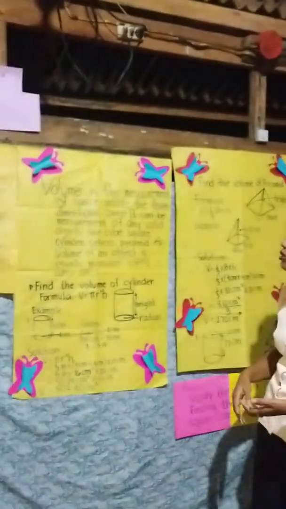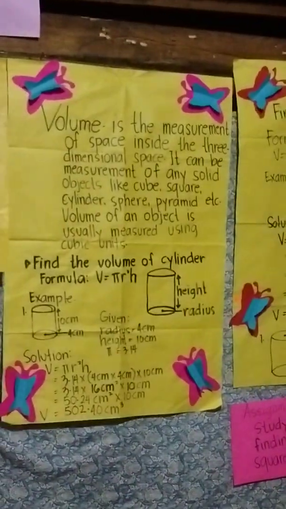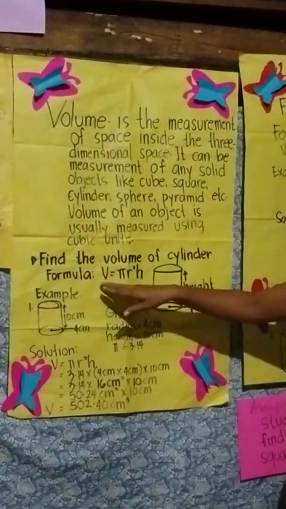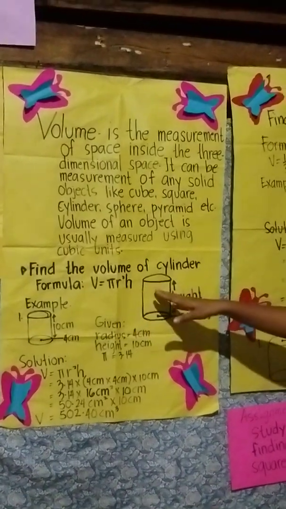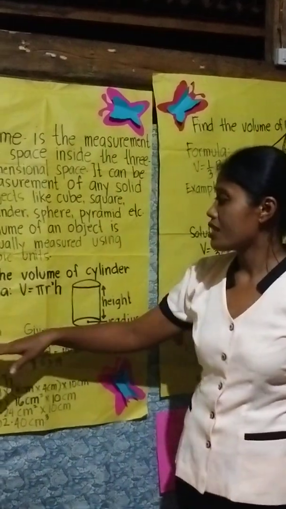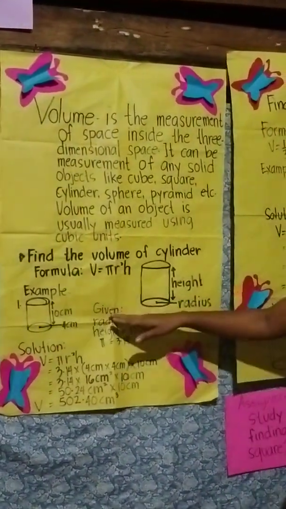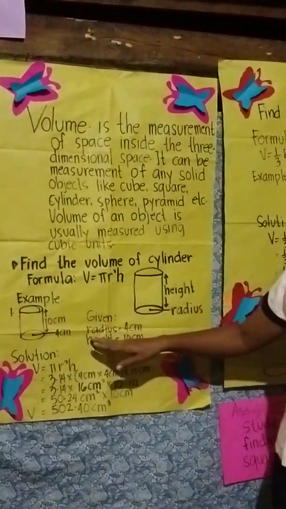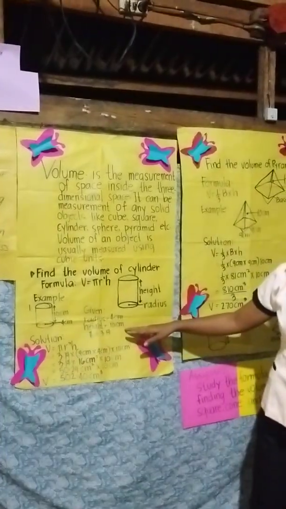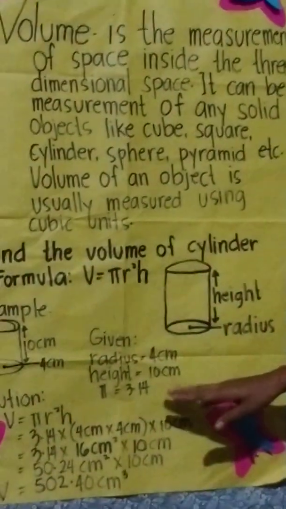So, let's find the volume of the cylinder. In finding the volume of the cylinder, we use the formula V equals pi r squared times height. Let us find the volume of this cylinder. Given that the radius of this cylinder is 4 cm and the height of the cylinder is 10 cm, and the standard equivalent of pi, class, is 3.14.